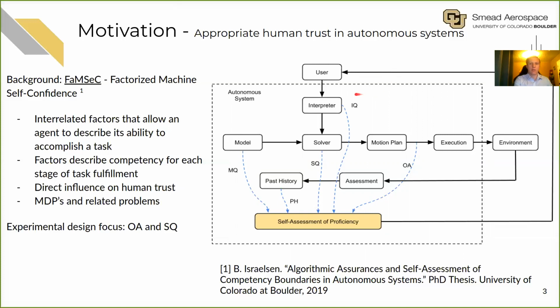We have our confidence in the interpreted commands from the user to the autonomous system, given as interpreter quality; model quality, assessing the confidence in our model; solver quality, assessing the confidence in the solver, which operates on the model; outcome assessment, which assesses the confidence in our motion plan; and past history, which analyzes our confidence relative to previous experiences. For this experimental design, we're going to be focusing on outcome assessment and solver quality.